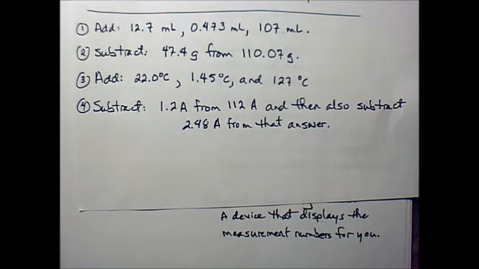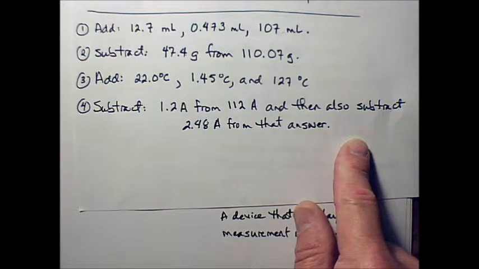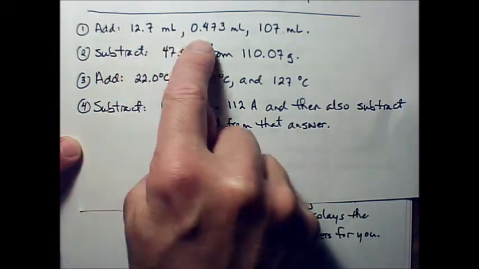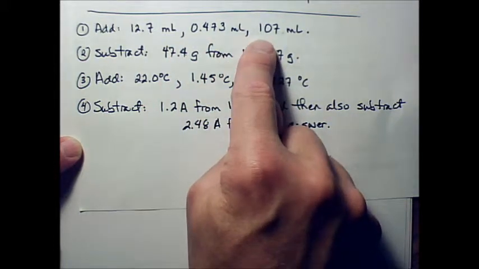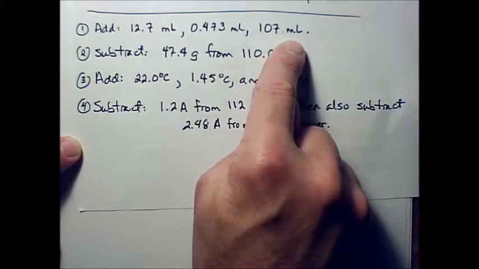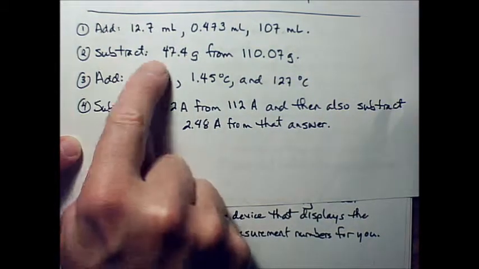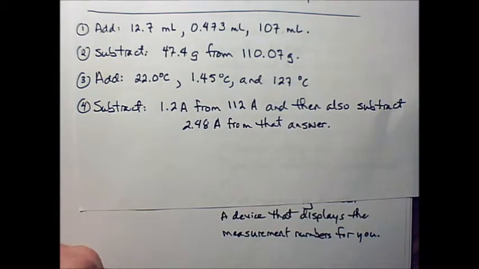What now? Zooming in some? If I zoom it in some, I'm going to lose some of this over here. We're adding 12.7 milliliters, 0.473 milliliters, and 107 milliliters. Okay? And you can always ask somebody next to you to help you see it if you have a problem seeing the writing up there.